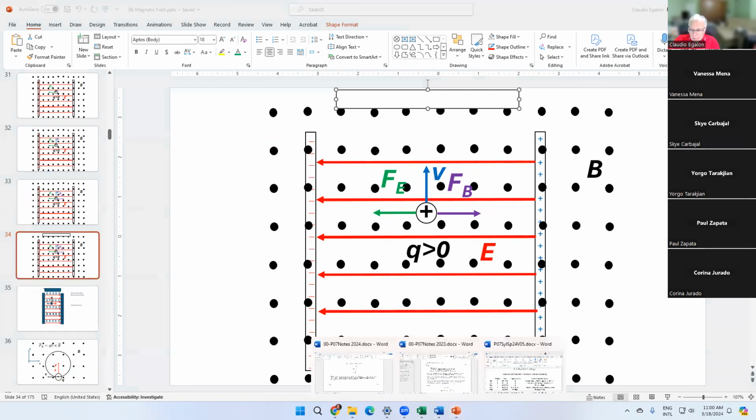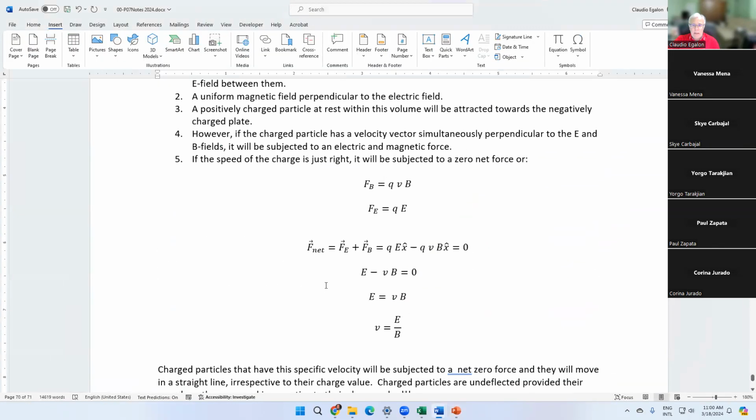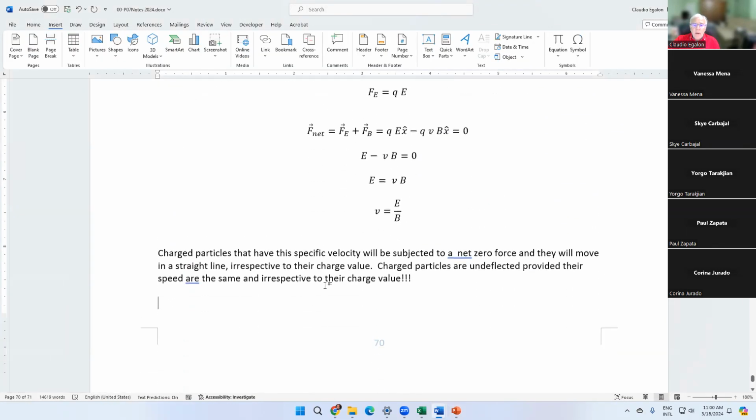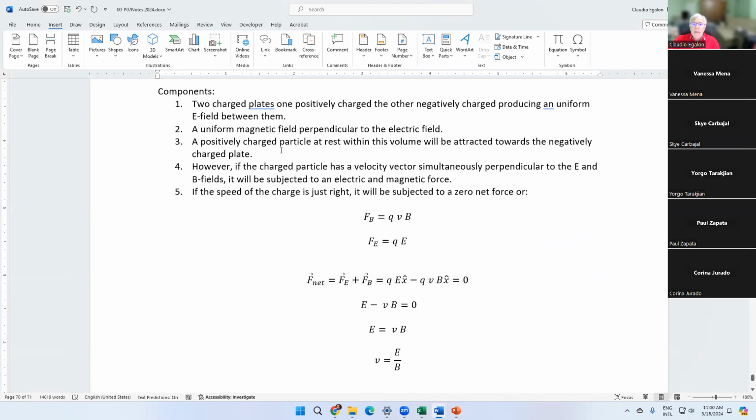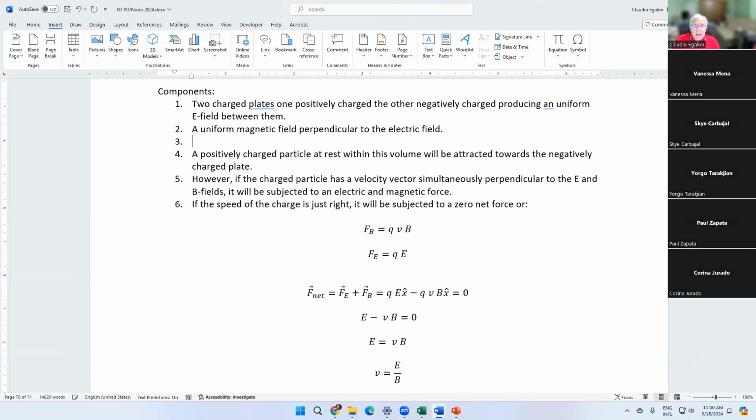There is one more element that I didn't put there, the speed of the charge. Okay. Two charged plates, one positively charged, the other negatively charged, producing a uniform field, and a uniform magnetic field, right? And don't forget a phosphorescent screen used as a detector for the charged particle.